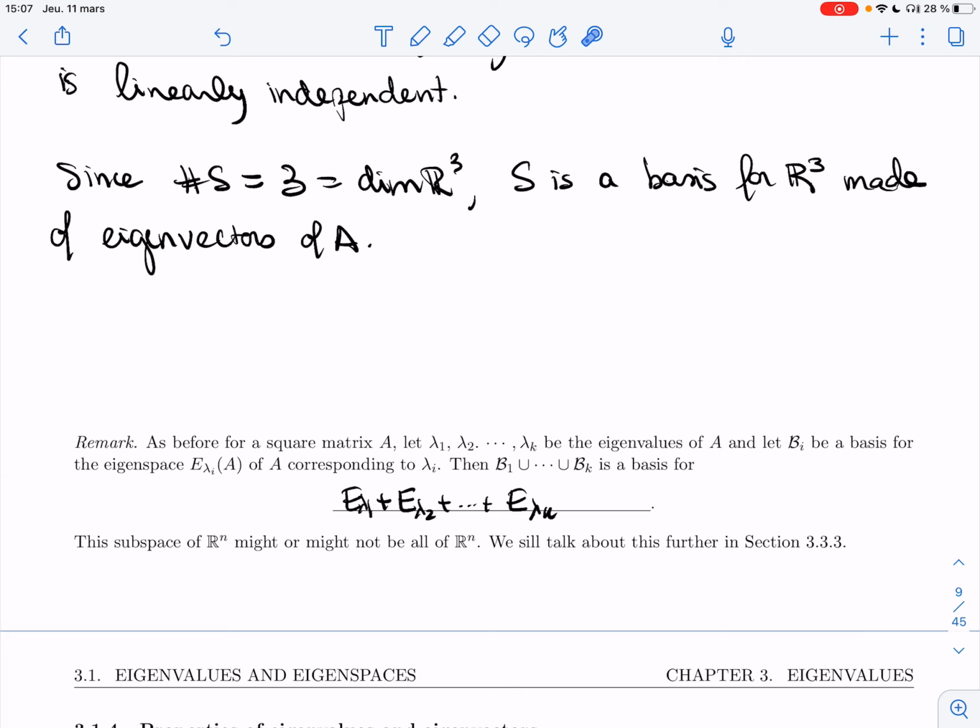So we'll talk about this further in section 3.3.3. It will be important there to know when you get a basis of eigenvectors and when you don't. At this point, it's not clear why that's super interesting yet. So let's save it until we know it's interesting, and then we'll come back to it. Section 3.3.3, that's when we'll make this a bit more specific.